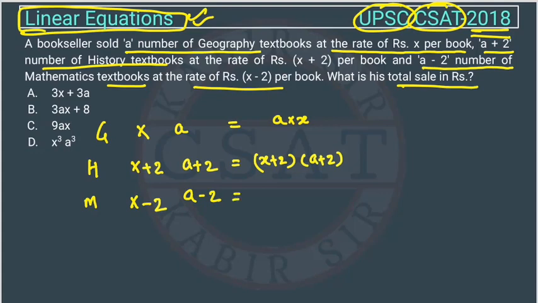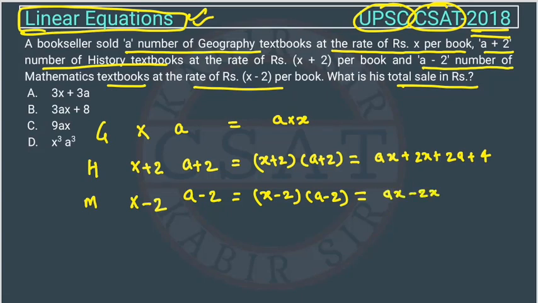And this will be how much? This will be X minus 2 and A minus 2, and we will add all these, right? So we will solve it here. So this will become AX plus 2X plus 2A plus 4, right? Similarly, we will open this equation, so it will become AX minus 2X minus 2A plus 4, and this is AX here.